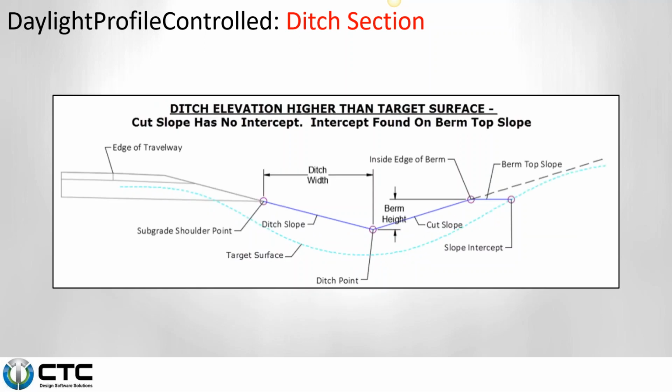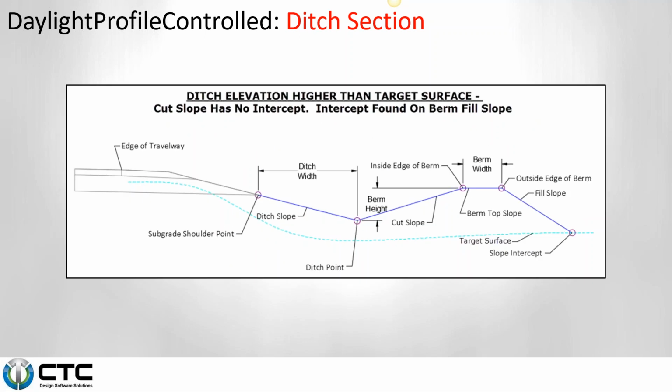And this is what will happen when it could not find. The cut slope has no intercept. It actually then found a berm top slope. So it came through, and then the berm top slope. Cut slope has no intercept found on a berm fill slope. So we come down, came up, over for the width, and then we ended up doing a fill slope on the back side of the berm. All of this is capable within that daylight profile controlled subassembly.